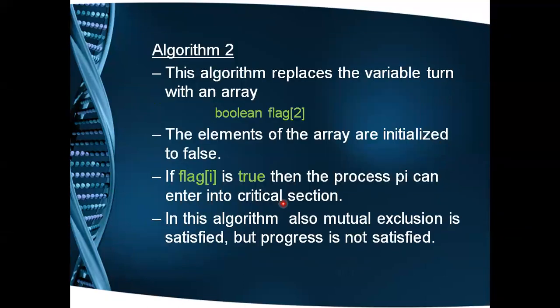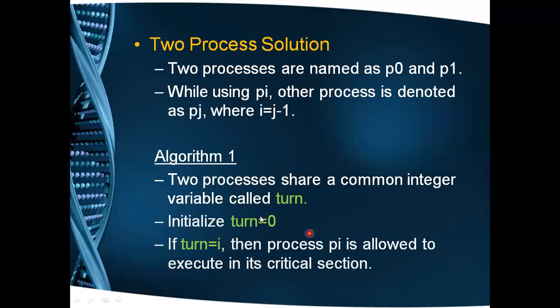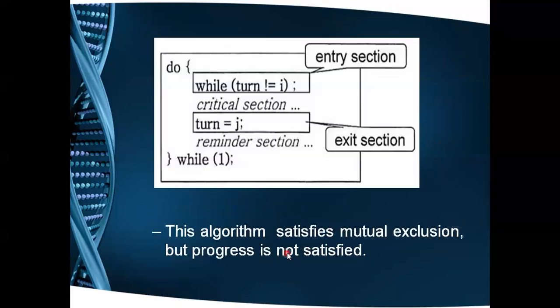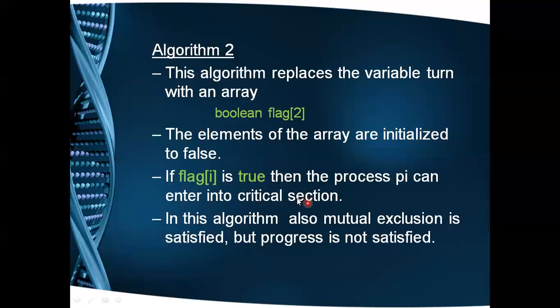This is algorithm 2 to implement the critical section problem for two processes. In the previous algorithm, we used a turn variable. If turn is equal to I, Pi is allowed to enter into the critical section. Similarly, instead of a single variable, here we are using an array. It's a Boolean array, and the array name is flag of 2. That means we have two variables, flag of 0 and flag of 1.